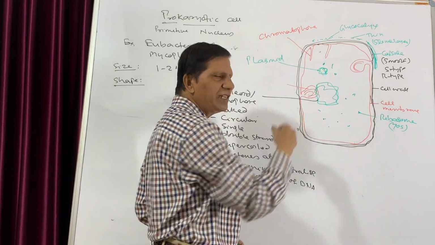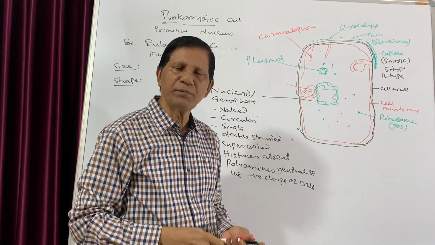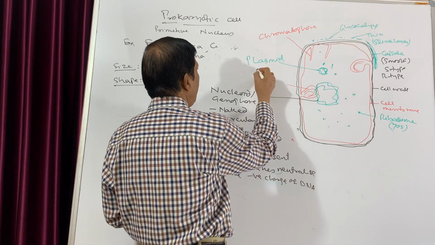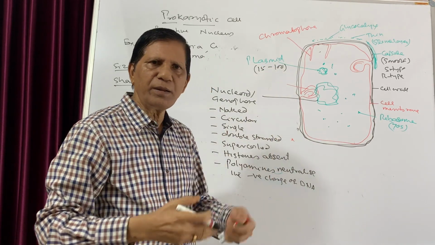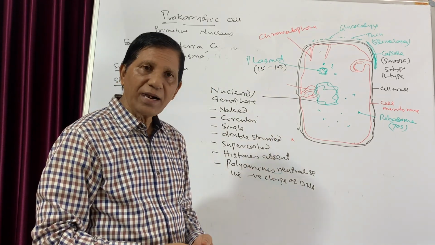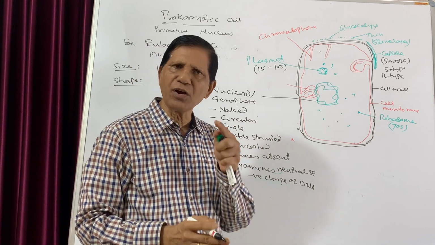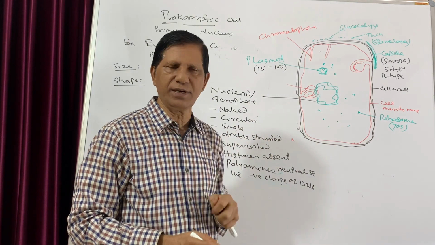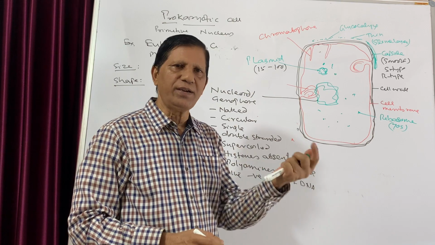It can replicate itself. That is why the number of plasmids in a prokaryotic cell usually varies from 15 to 100, because it can replicate itself. And this plasmid contains some genes, but they are non-vital genes, because these plasmids are not present in all prokaryotic cells. So whatever genes it contains are non-vital.